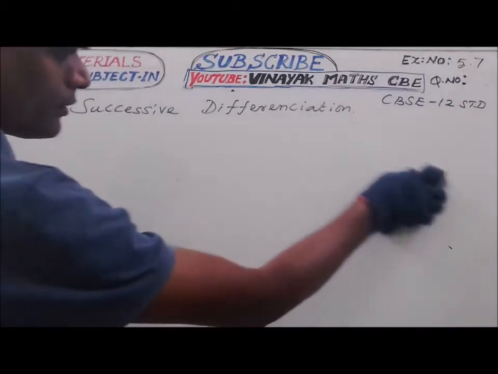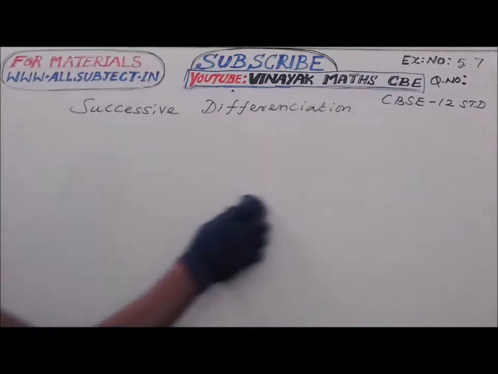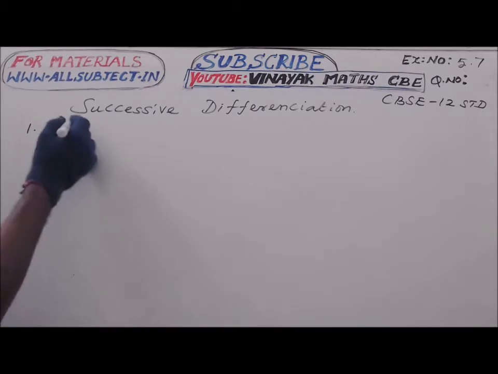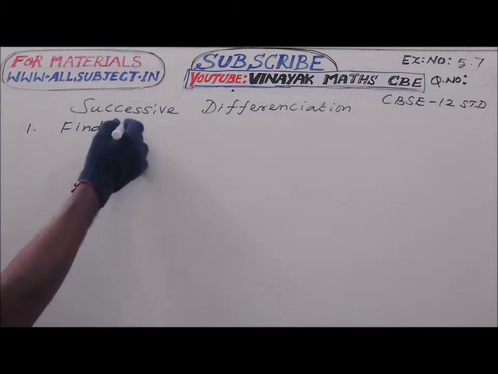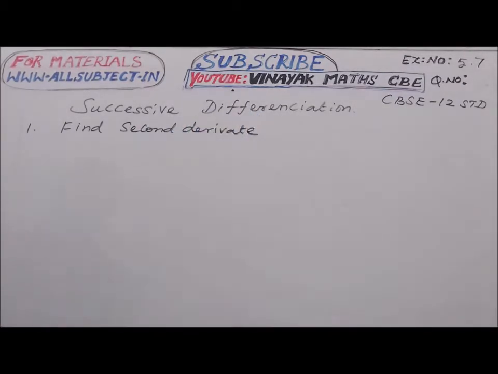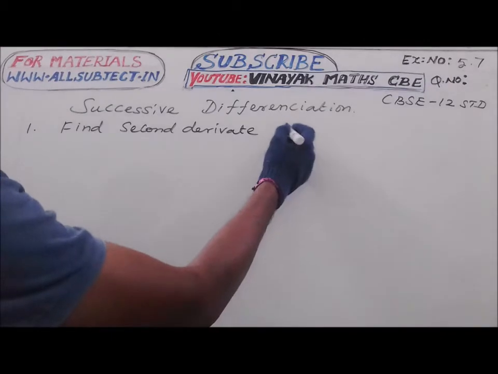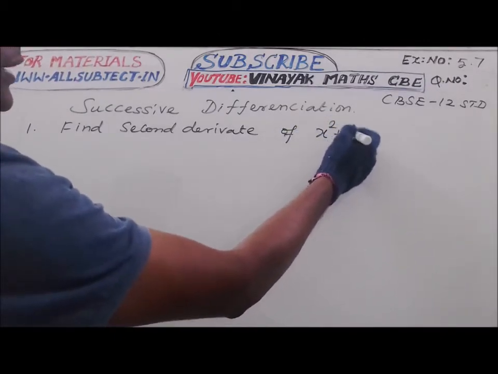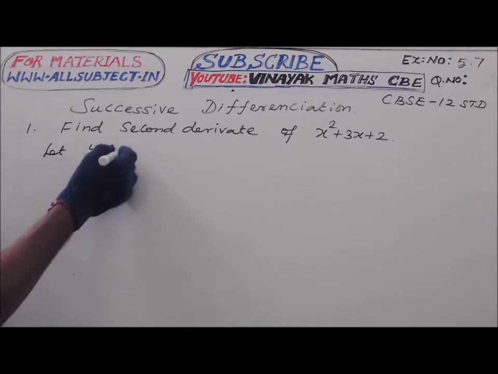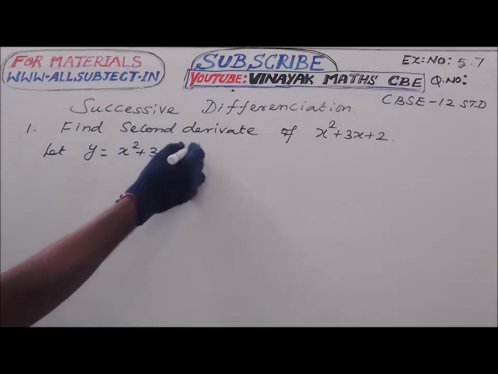Now we have some simple problems in our exercise 5.7 to find the successive derivatives. Problem 1: find the second derivative of x square plus 3x plus 2. This is very simple to calculate. Let y equal to the given function, x square plus 3x plus 2.